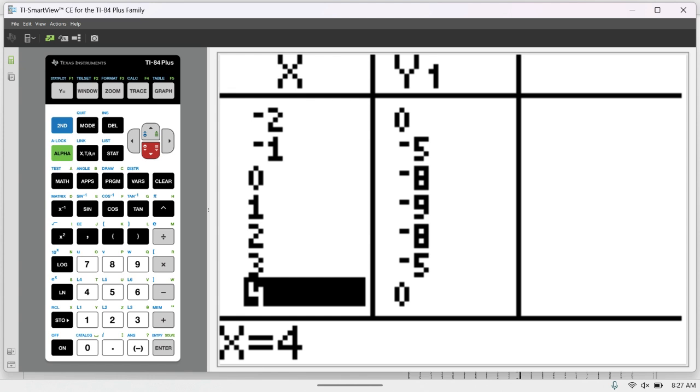All right, so what we're going to do is, on our paper, copy down this part of the table, from x values of -2 to 4.